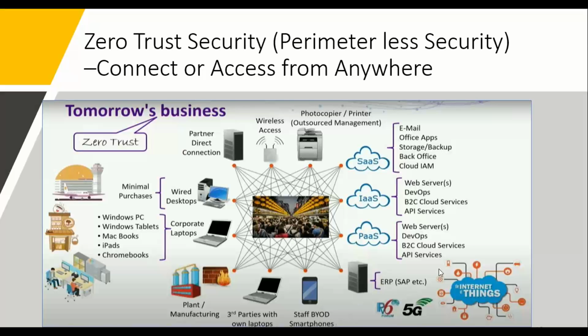You have ERP solutions. You have Internet of Things. You have SaaS-based solutions like email, Office apps, storage, back office cloud. Then you have IaaS, infrastructure as a service. Then PaaS solutions, which are all connecting to your network, right? So in this kind of situation, zero trust security is becoming very important when all your on-prem as well as cloud environments are accessing and connecting to your network.